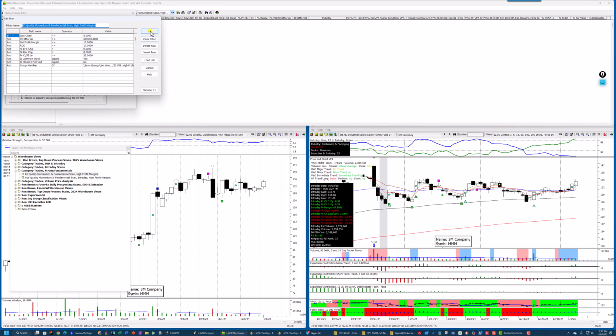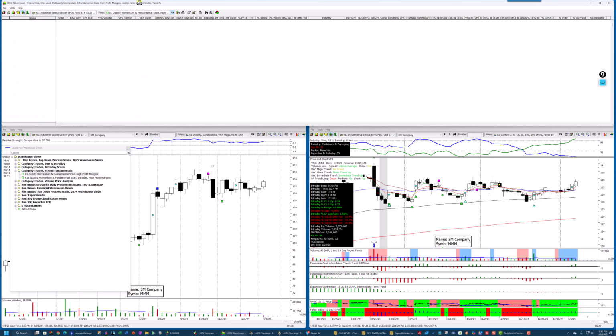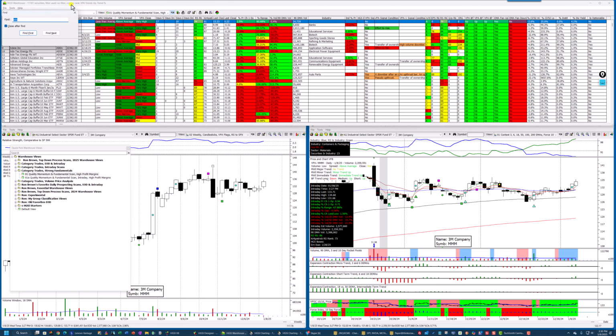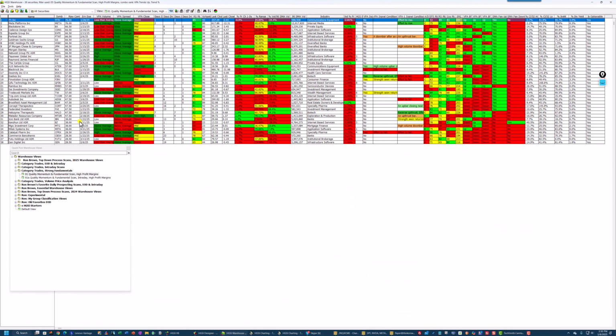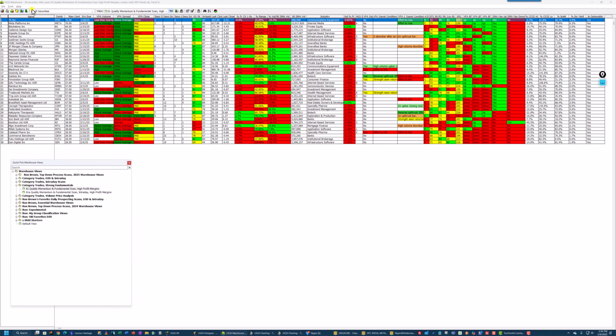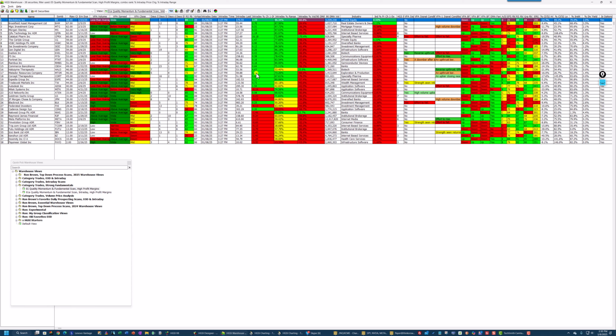Now, if I go to, as soon as this updates, if I hit my alternate space bar and then apply the filter to all securities, you can see there are only 38 stocks that meet the criteria for the quality, momentum, and fundamental scan. Let's look at the intraday. You can see that on a day like today where nothing really is going on, there are several which are fundamentally strong based upon this filter that are going up.